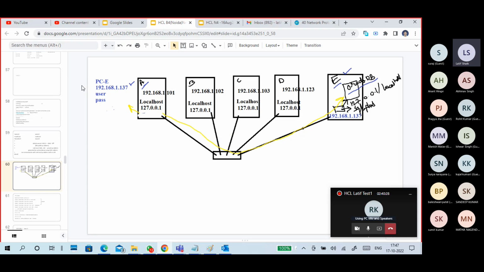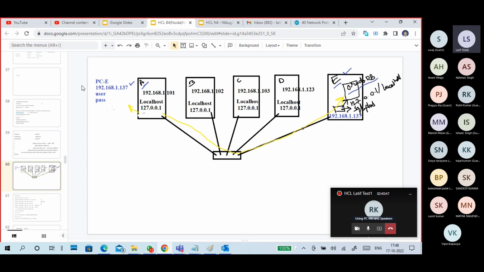Why do we need this IP address? For A to communicate with B, how to do it? Ping or some protocol, whatever it is, to 192.168.1.102 because B is the destination. For example, A wants to communicate with D, then it will send a packet to 192.168.1.123. For example, B wants to send a packet to B only, not A, C, D. Then what is the address? 127.0.0.1. That is enough.